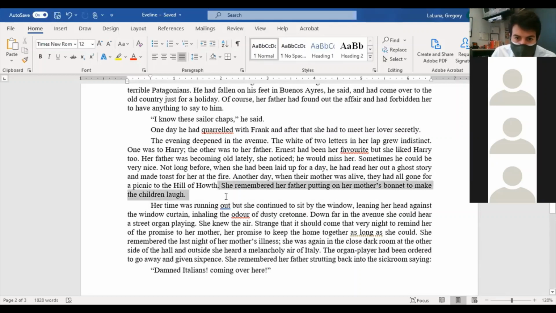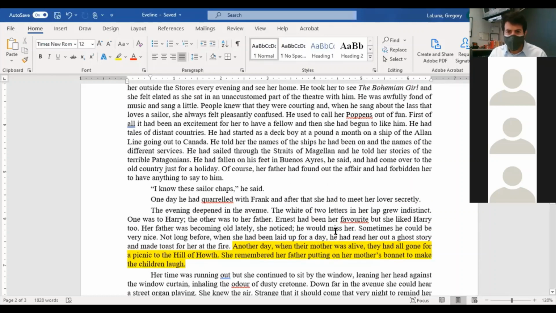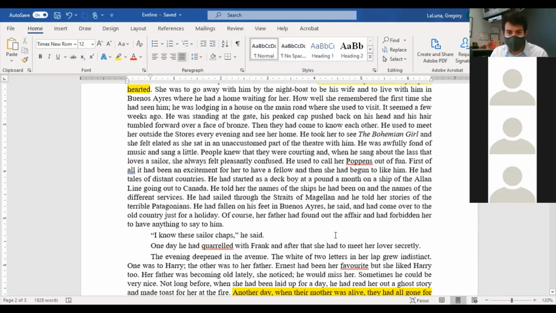Yes, like here, she has this memory of when her mother was still alive. They go out on a picnic. She remembers her father putting on her mother's bonnet to make the children laugh. So there are some good parts to her father, and she thinks, well, I don't really want to do this to him. What's he going to do on his own? And wouldn't my mother have wanted me to stay? Wouldn't she have wanted me to stay and take care of the family and fulfill that role? So it's not as easy as just getting up and going.